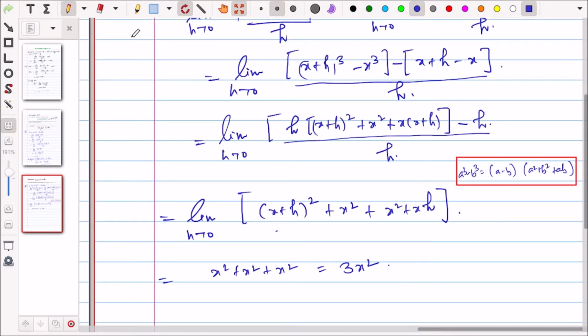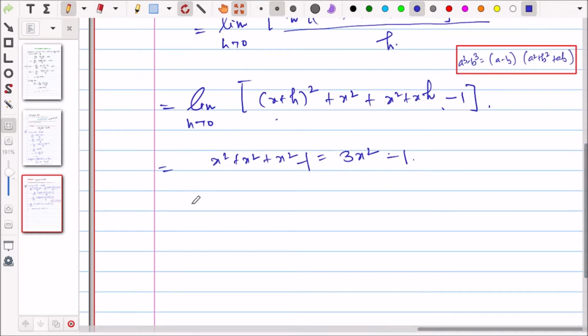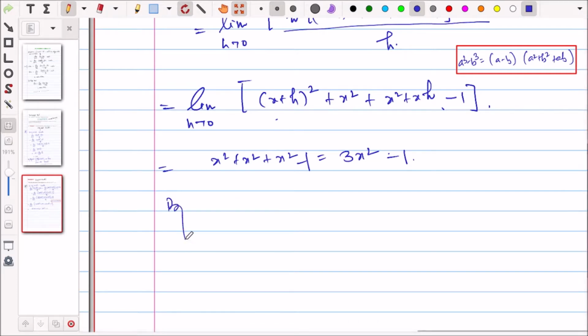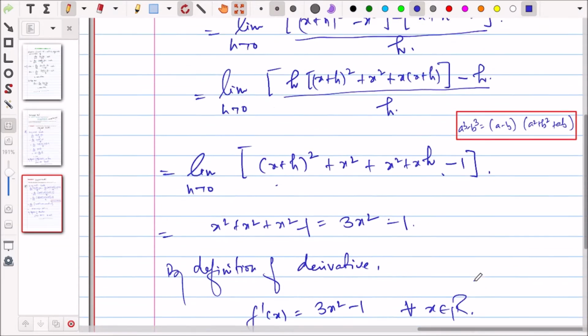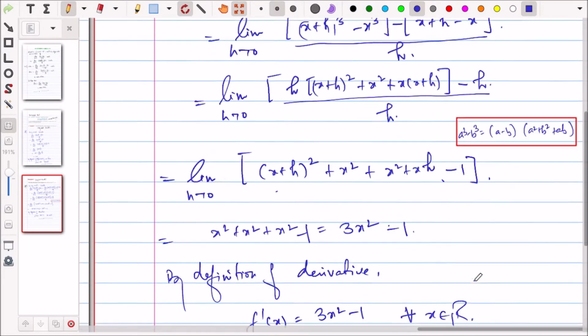The minus 1 was missed here, this minus 1 will also come along. So this minus 1 has to be there. So 3x square minus 1, right? So by definition of derivative, f dash x is equal to 3x square minus 1 for all x belonging to R, right?